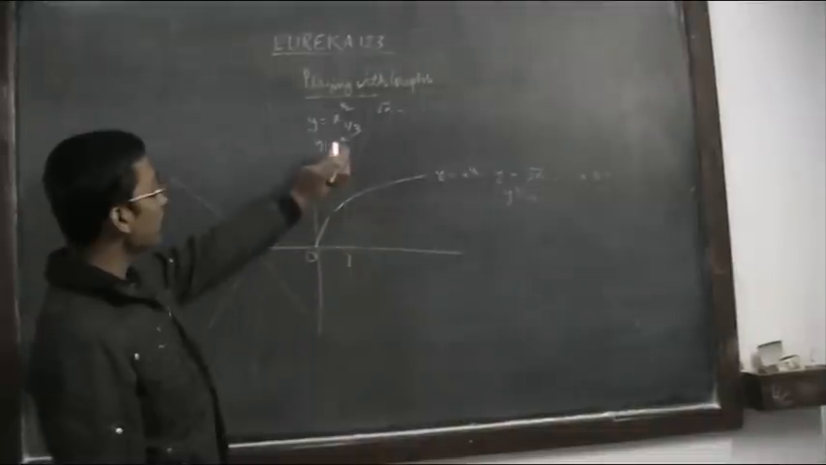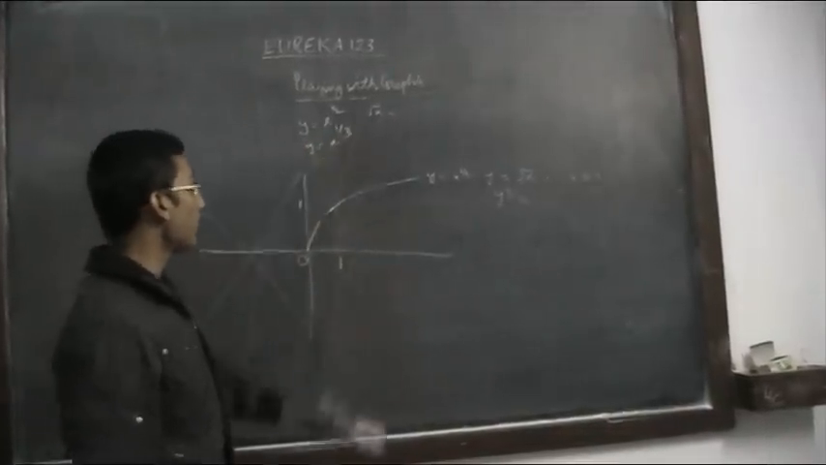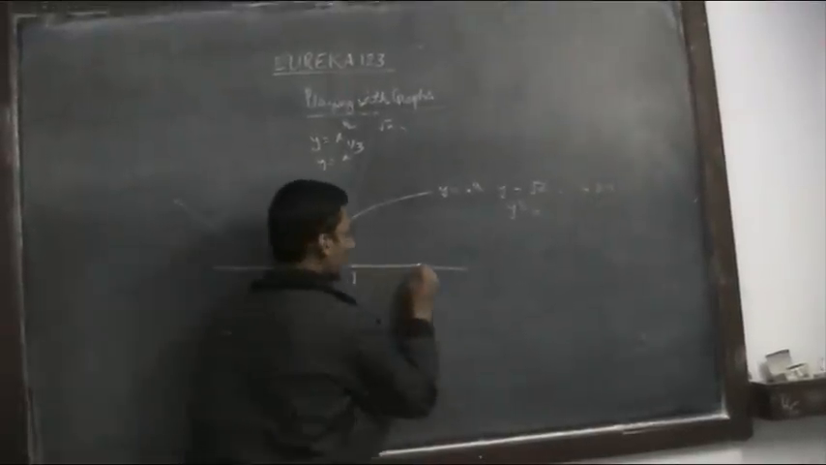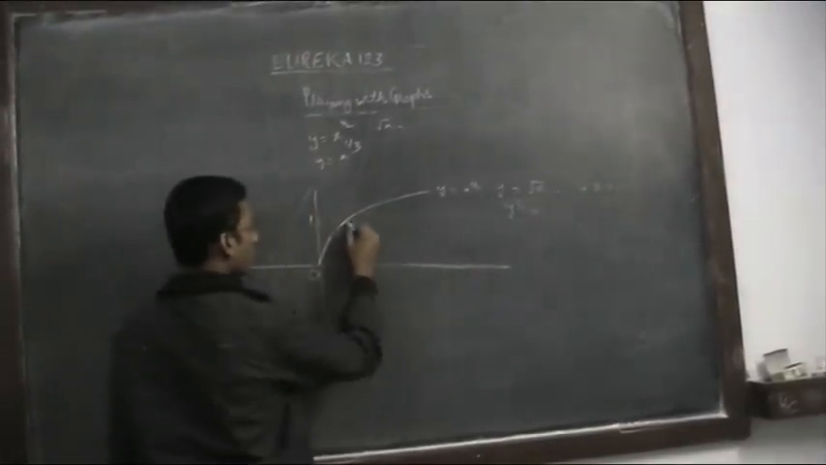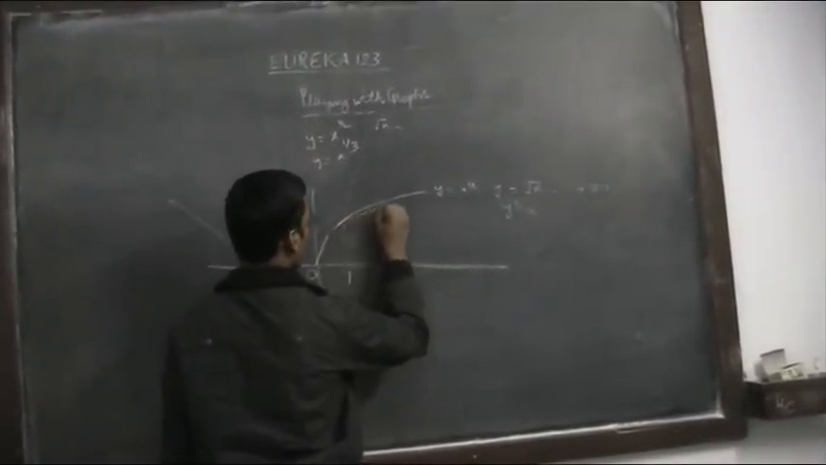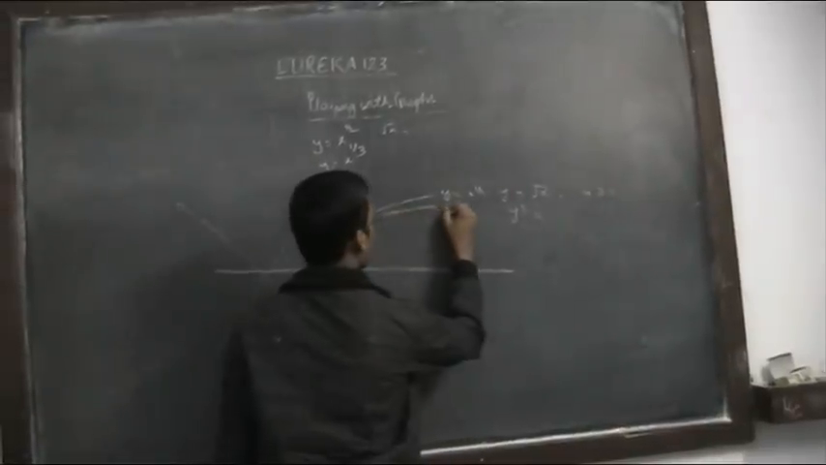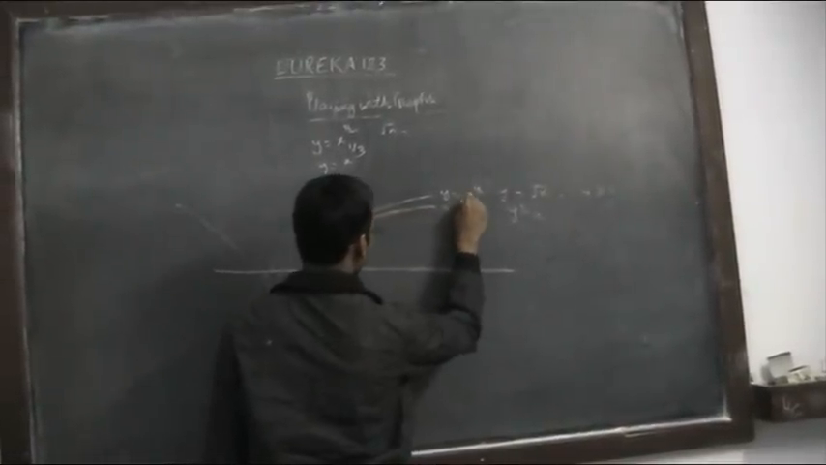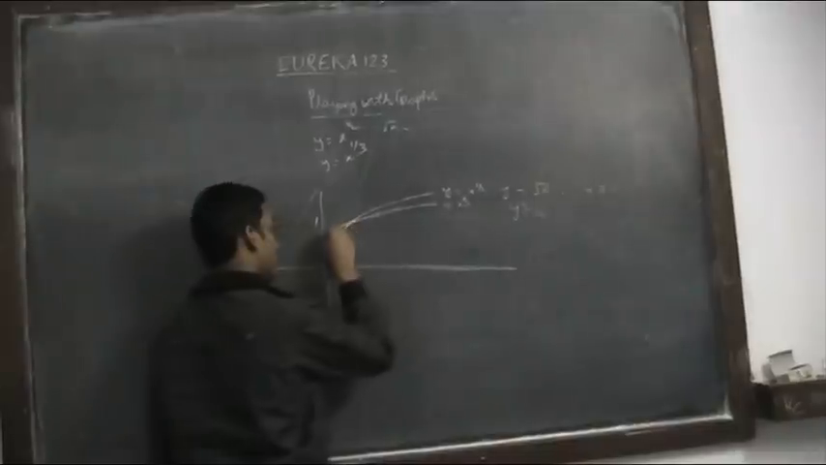Same logic, everything applies same. What will be x to the power 1 by 3? For x greater than 1, x to the power 1 by 3 will be below. This is y equals x to the power 1 by 3, and it will be like this.